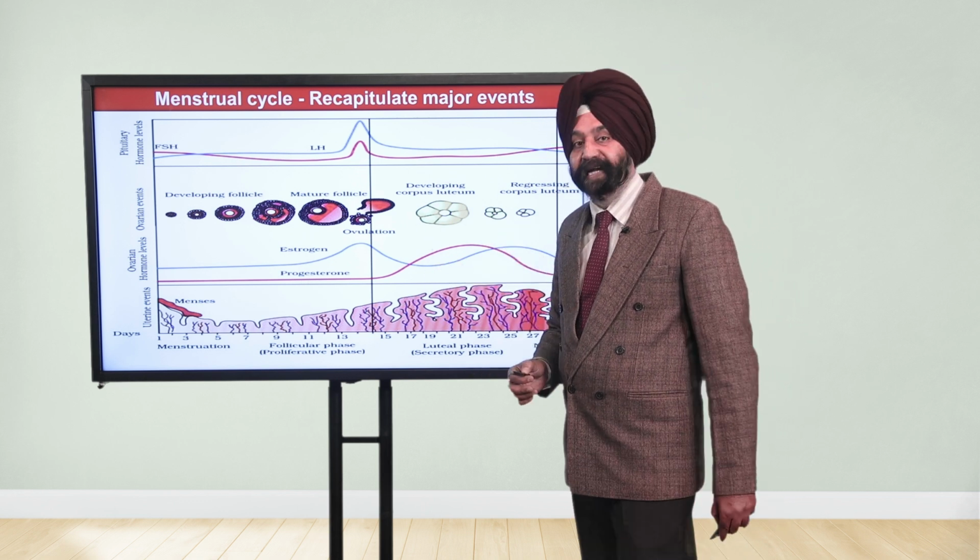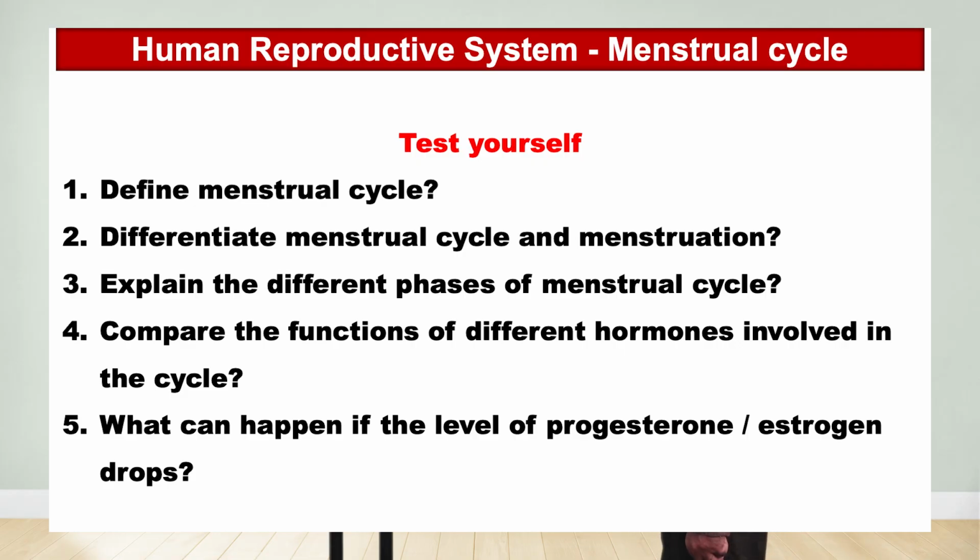So, after this, let's recapitulate what we have done and test ourselves. The first thing is define menstrual cycle, differentiate menstrual cycle and menstruation, two terms. Third, explain the different phases of menstrual cycle, compare the functions of different hormones involved in this cycle, what can happen if the level of progesterone or estrogen drops down.